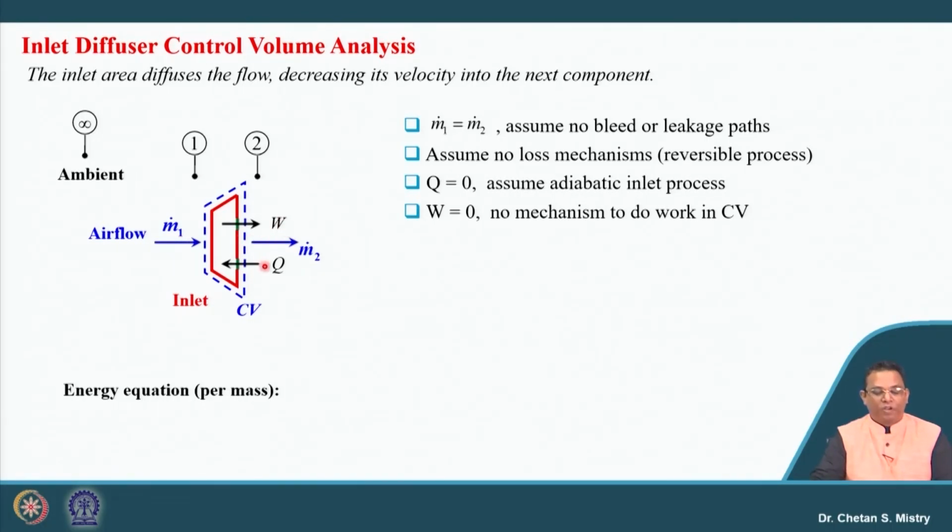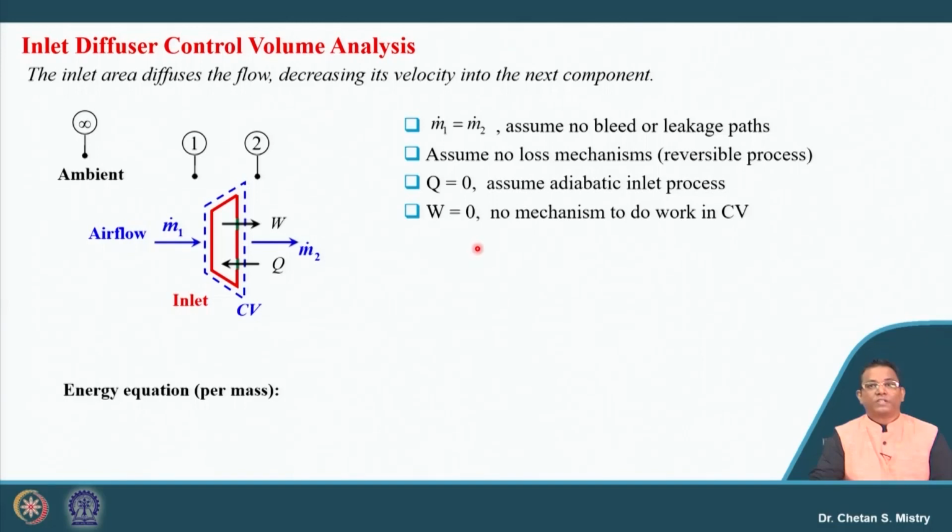In this case, we have heat transfer as well as work done. So, let us make certain assumptions. My entry mass flow rate and outlet mass flow rate are both the same. Assuming there is no bleed and no leakage, and no loss mechanism, we can say that represents my reversible condition. My Q is 0, so there is no heat transfer, and that is the reason we are considering it as an adiabatic process.